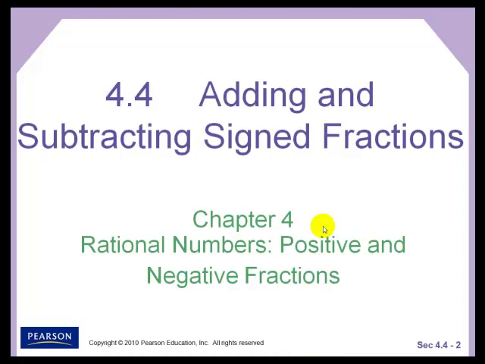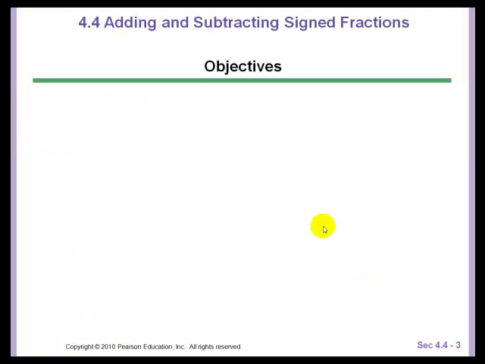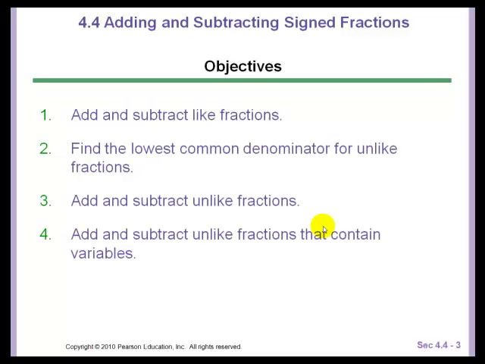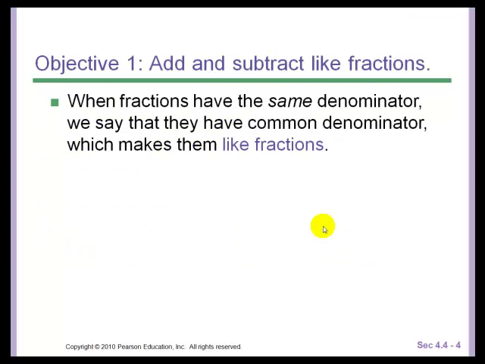Today we are doing section 4.4, Adding and Subtracting Signed Fractions. Our objectives: 1. To add and subtract like fractions. 2. To find the lowest common denominator for unlike fractions. 3. To add and subtract unlike fractions. And 4. To add and subtract unlike fractions that contain variables.